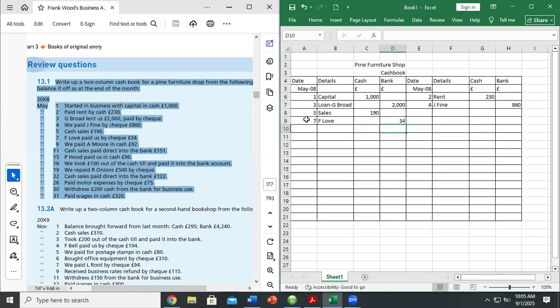We paid A more in cash. So another payment on the 9th, A more, cash 92. So we credit our cash under the cash column.